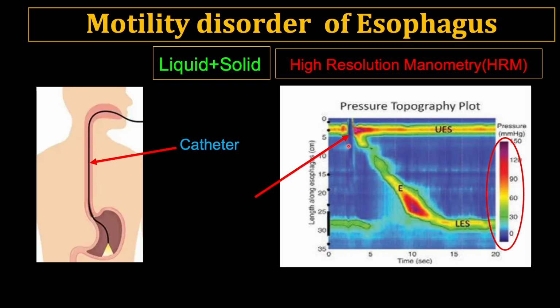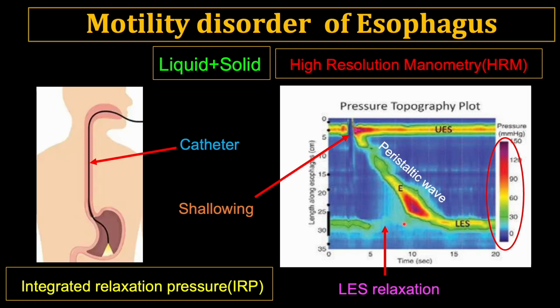The break in the upper esophageal sphincter represents its relaxation. As the peristaltic wave passes through the esophagus, the pressure within the esophageal lumen increases. The discontinuity in the lower esophageal sphincter pressure is represented by lower esophageal sphincter relaxation. This happens in combination with swallowing as a coordinated action. The lower esophageal sphincter pressure is measured as integrated relaxation pressure. Integrated relaxation pressure represents the average low pressure measured in the esophagogastric junction during swallowing.